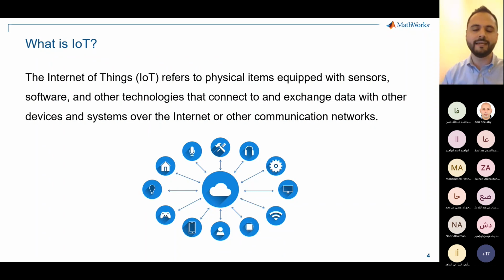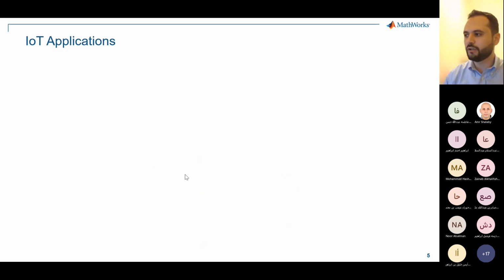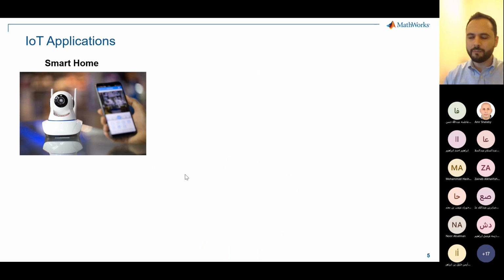So you're reading sensor data, you're analyzing that, and based on that, you might take an action, or you might not. You might take a software action, or you might trigger a hardware action. So what are the applications of IoT? Definitely smart homes are spreading right now.